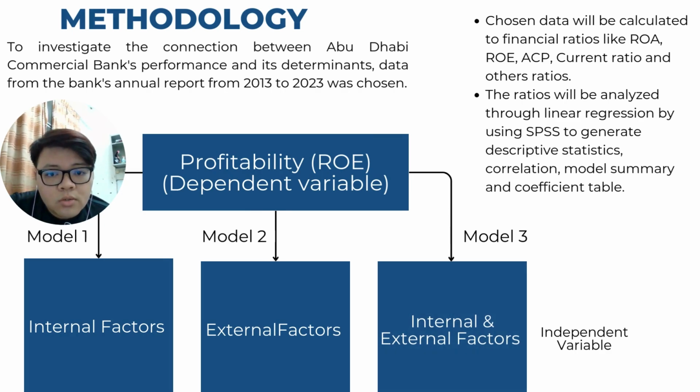The methodology is to investigate the connection between ADCB performance and its determinants. The data was chosen from the ADCB annual report from 2013 to 2023. The chosen data will be calculated into financial ratios like ROA, ROE, ACP, current ratio, and other ratios. The ratios will be analyzed through linear regression by using SPSS to generate descriptive statistics, correlation, model summary, and coefficient table. The profitability or return on equity is the dependent variable, and the internal factors, external factors, and internal and external factors are the independent variables.